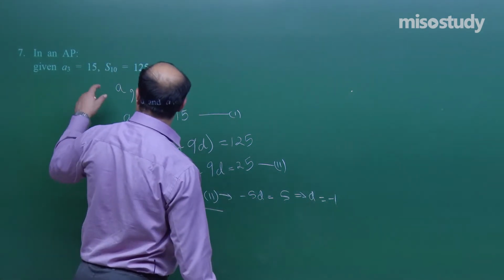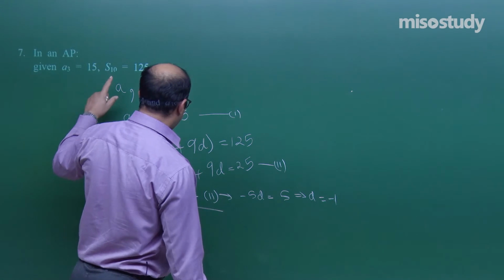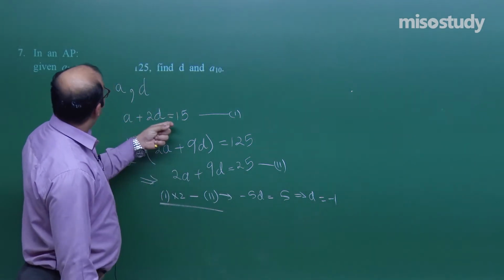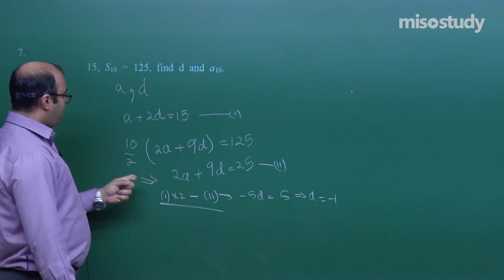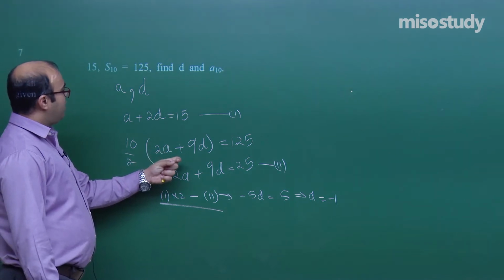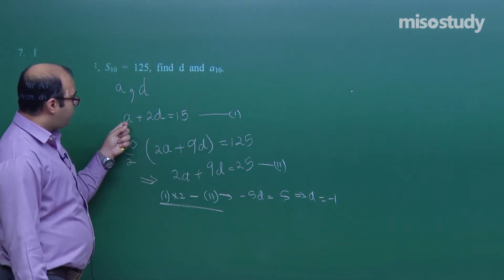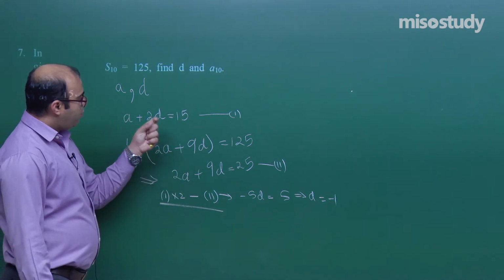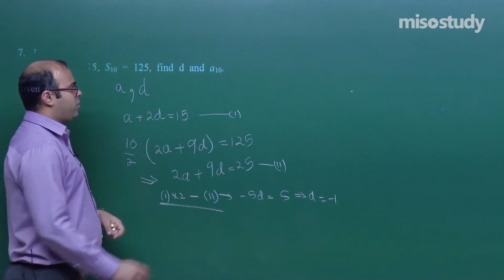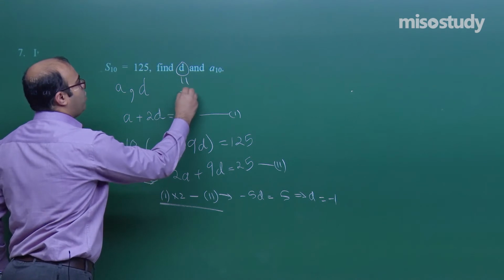Okay students. So here we observe that a plus 2d is 15, and n by 2 into 2a plus (n minus 1)d is equal to 125. That gives you this equation and this equation. You subtract them and you find that d is equal to minus 1. So the first answer is d is equal to minus 1.